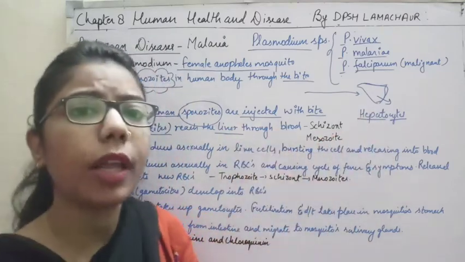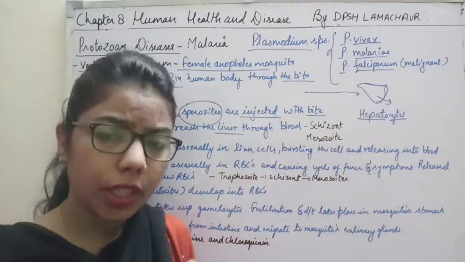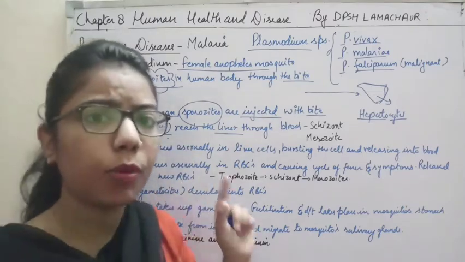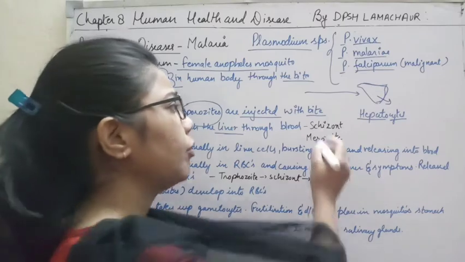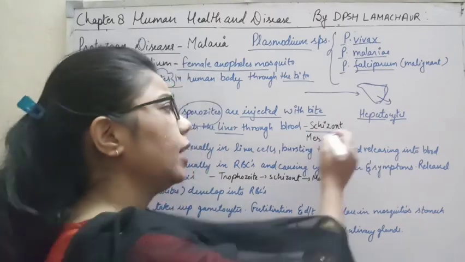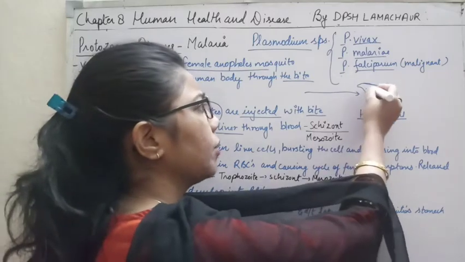As a result, some changes take place in the sporozoites, and there will be formation of schizonts. What you will call schizonts, and where these schizonts are present?